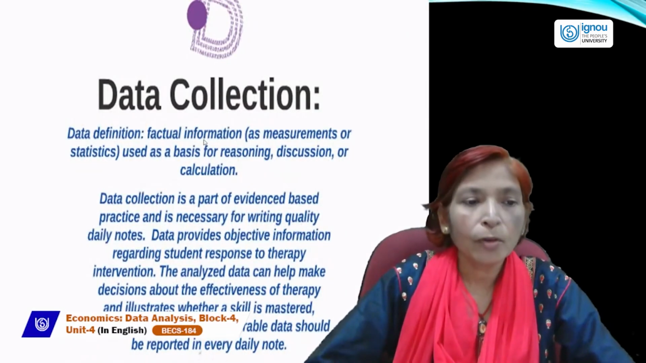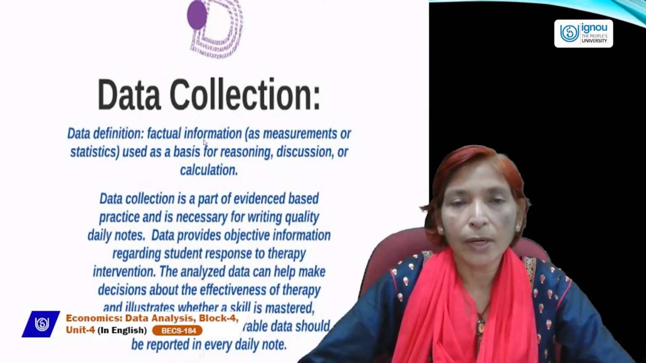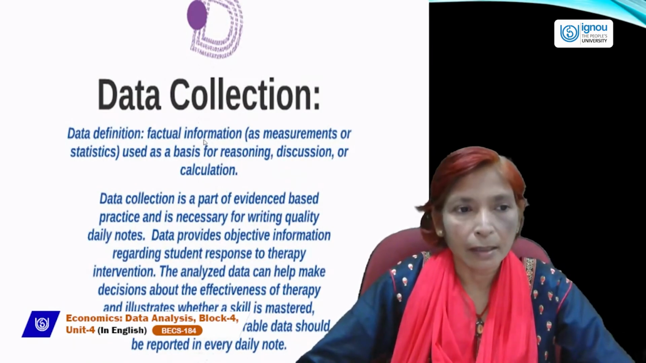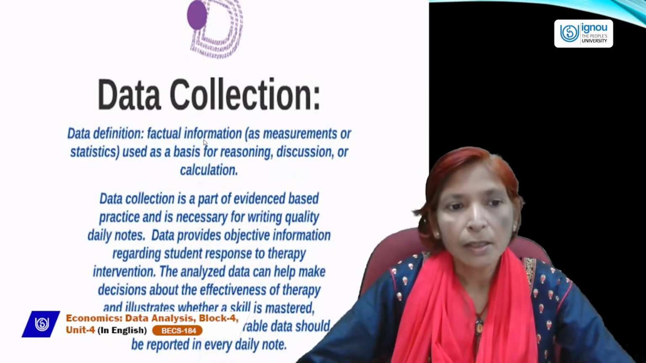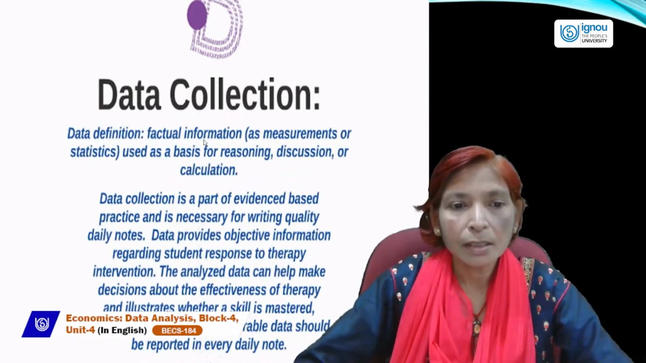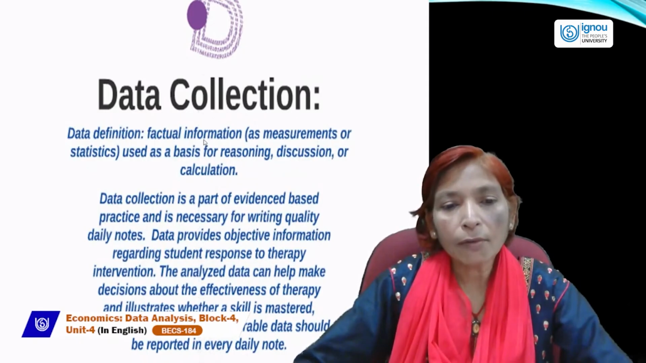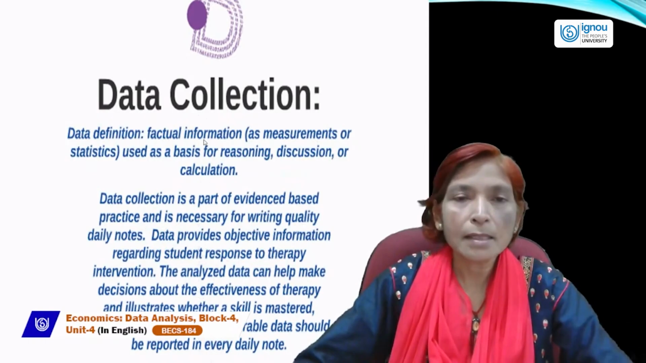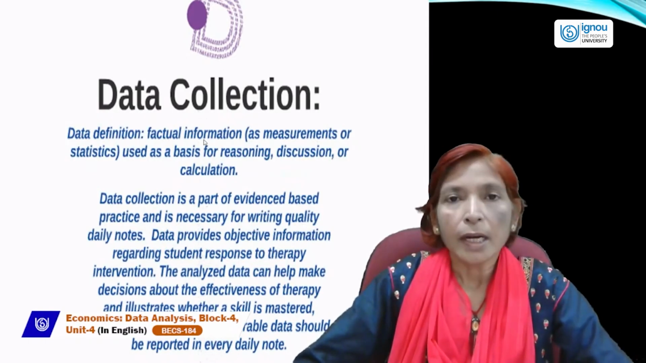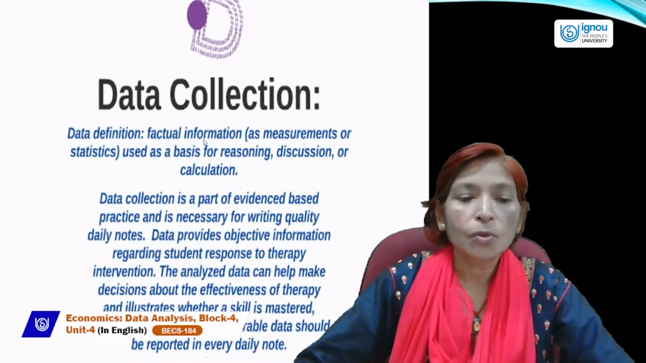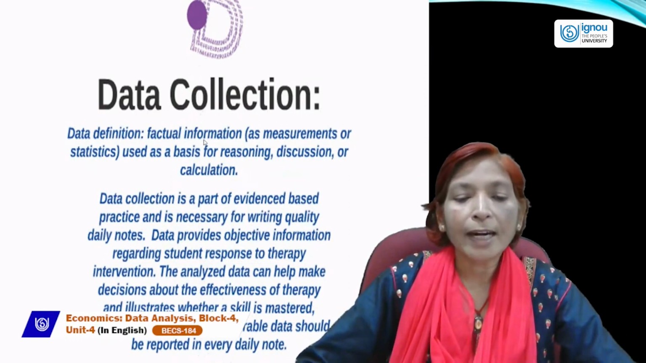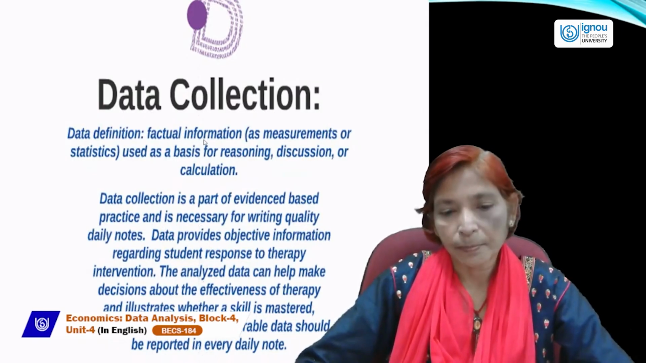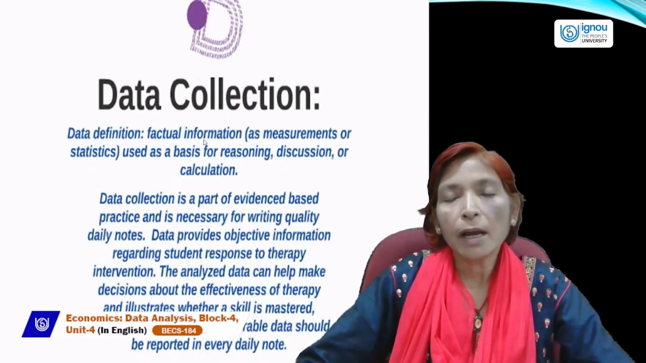Next is, what is data collection? Data is the accurate numbers or accurate figures of any fact. If we define it, it is factual information such as measurements or statistics used as a basis for reasoning, discussion, or calculation. Data collection is a part of evidence-based practices and is necessary for writing quality daily notes. Data provides us objective information regarding students' response to therapy intervention. The analyzed data can help make decisions about the effectiveness of therapy and illustrate whether a skill is mastered, retained, or generalized. So measurable data should be reported in every daily note.